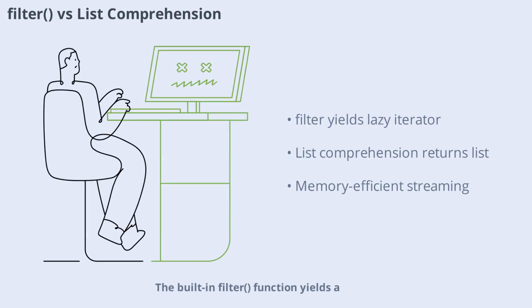The built-in filter function yields a lazy iterator that evaluates elements on the fly, while a conditional list comprehension computes and returns the entire filtered list immediately.